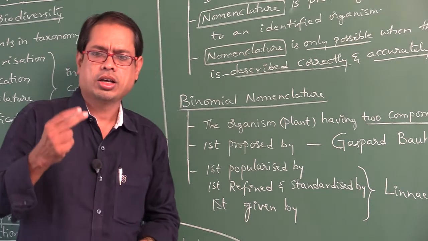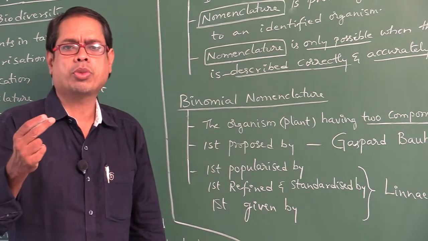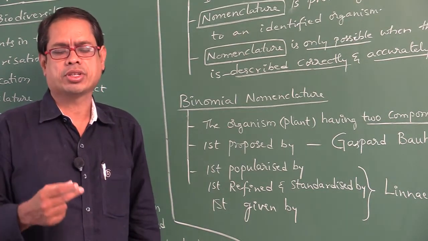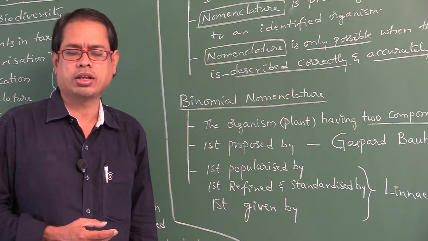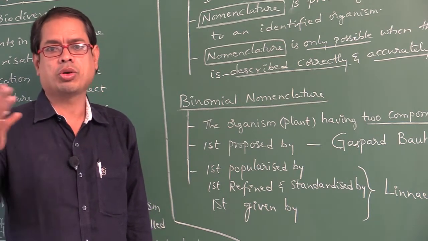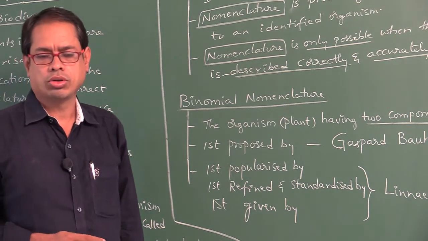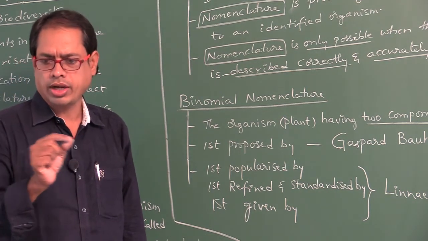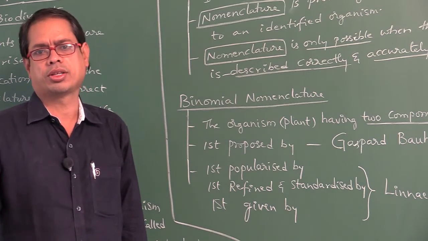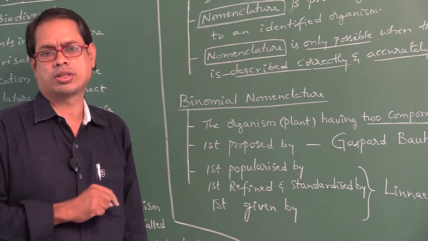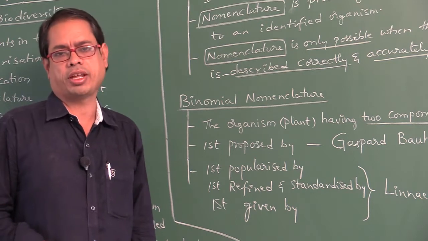If the organism has two components in its scientific name, that is called binomial. Three components is trinomial. More than three means polynomial. In botany, there are no polynomials, and very few plants are trinomials. That is, a variety should be there.